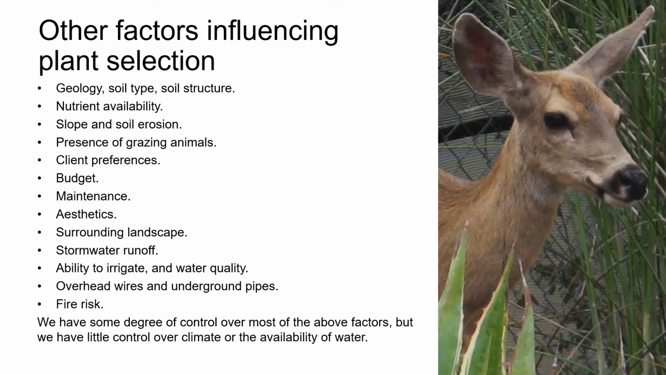There are many other factors in addition to climate which influence our plant choices. Some of them are listed here on this slide, and we'll go over some of these in more detail when we talk about site evaluation. The main difference, though, between climate and most of the factors listed here is that we have some control over all of these factors, but we have little control over climate or the availability of water.